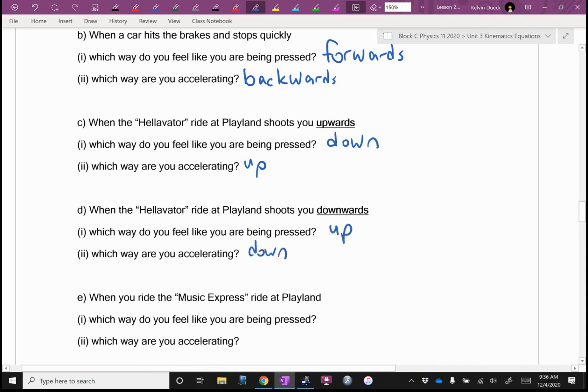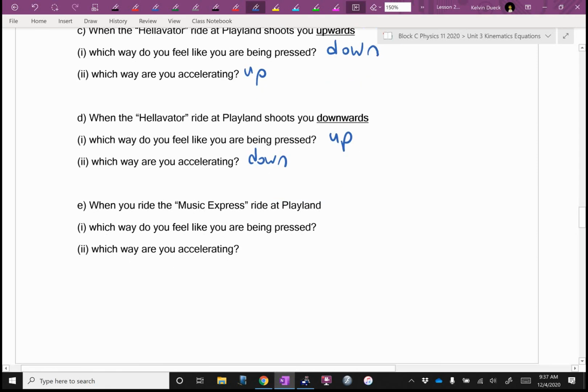There's another ride at Playland. It's called the Music Express. It's right by the pirate ship. It's the one that goes in a circle really, really fast. And then the DJ says, how many of you want to go faster? And everybody goes, yeah. And you go fast. On that ride, which way do you feel like you're getting pushed when you're moving in that circle? Outwards. So which way are you clearly accelerating, boys and girls? Inwards. The opposite of outwards would be inwards.